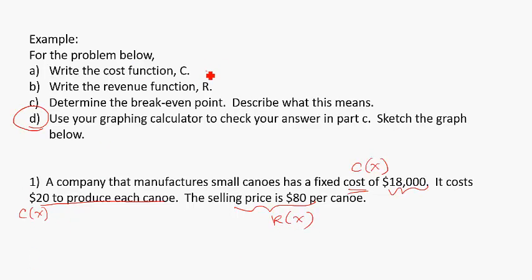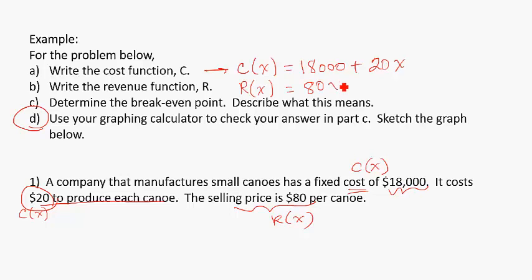Okay, so the first thing we have to do is come up with our cost function. And our cost function is our fixed amount, which is 18,000, that does not change, plus $20 per canoe. Alright, and then the selling price, so our revenue, we're going to get, because we're going to make $80 per canoe. We get our break even when our cost function equals our revenue.